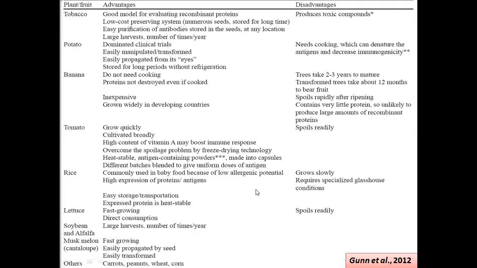And rice, it is a commonly used baby food because of low allergenic potential, and high expression of proteins and antigens can be done. And again, here also it requires a specialized glass house for its growing conditions. And lettuce, fast growing, direct consumption, and spoils readily. Soya bean, large harvest, a number of times in a year we can do the cultivation with soya bean and alfalfa. That is the advantage. And with muskmelon, it is fast growing and easily propagated by seed and easily transformed. So these are all the advantages of the various plants or fruits in the production of edible vaccines, and they also face a few disadvantages too.